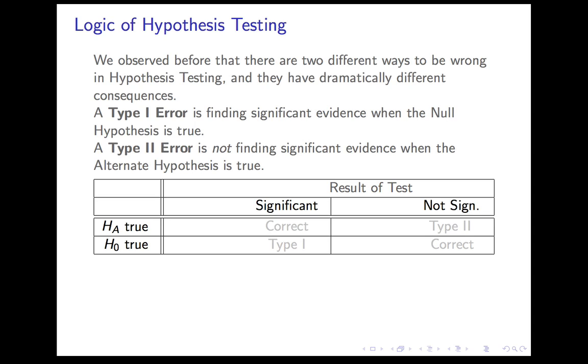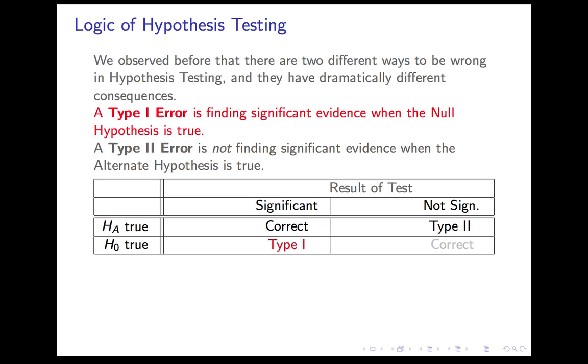So either the null hypothesis can be true or the alternate hypothesis can be true. You recognize that in some situations there is a third possibility which we are not going to think about for now. And either you can find significant evidence or you can fail to find significant evidence. So if the alternate hypothesis is true and you find significant evidence, you're correct. If the alternate hypothesis is true and you don't find significant evidence, that's a type 2 error. That's failure to be convinced when you should be.